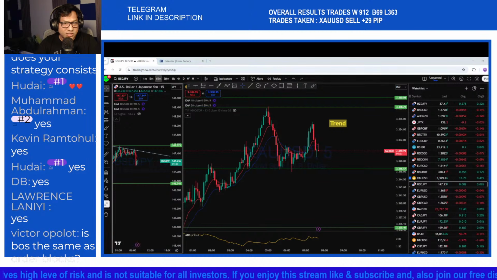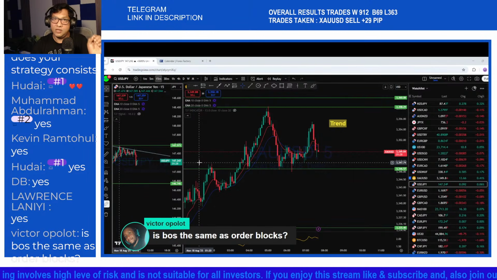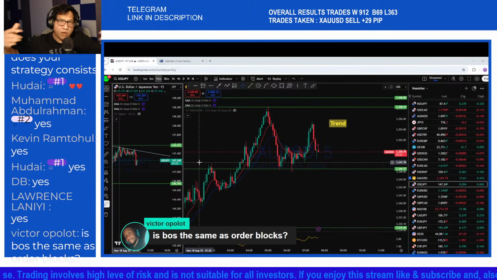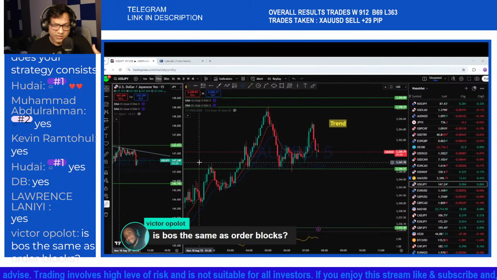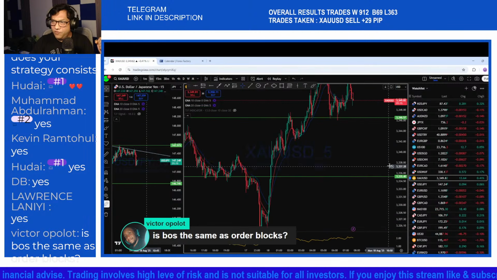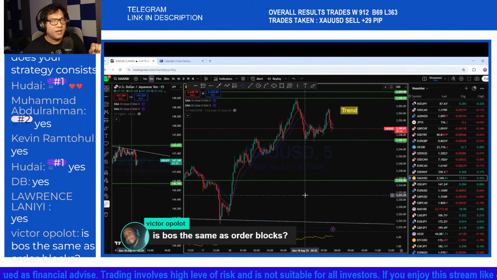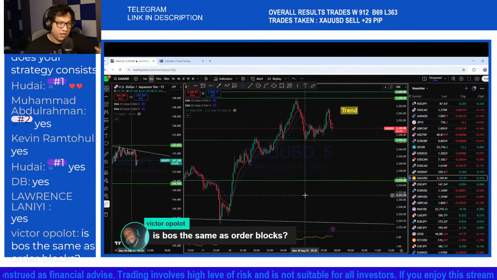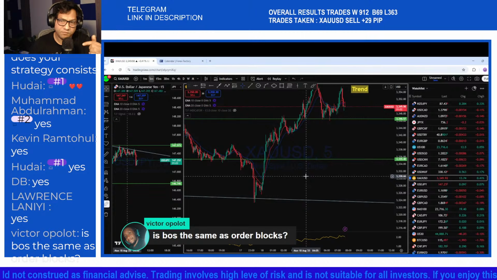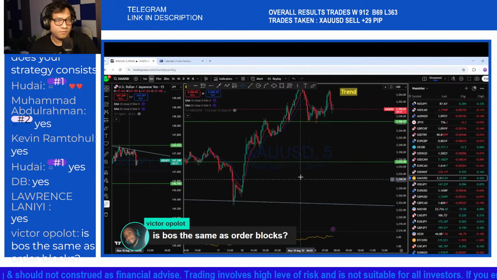Is breakup structure the same as order blocks? No, breakup structure is not the same as the order block. To understand the whole mechanism of how the market moves, you will then understand the order block as well as the breakup structure. There is a GPS in the market. If you want to navigate this market, there is a specific way the market moves, so that you know in relation to the price action market structure where you are at. So the order block is not the breakup structure.